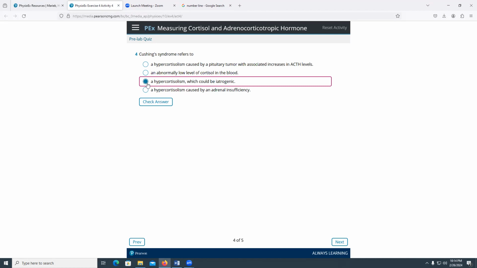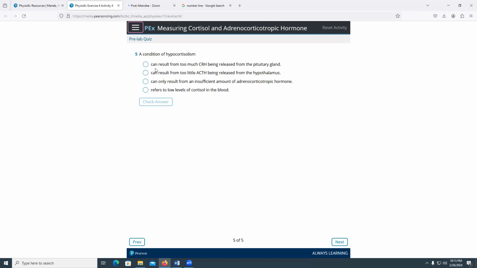So what does iatrogenic mean? It means it is due to medication or due to an illness. Okay, is an illness that is caused by a medication or a physician. That is true. There's hypercortisolism. So C and C. Cushing syndrome is hypercortisolism.